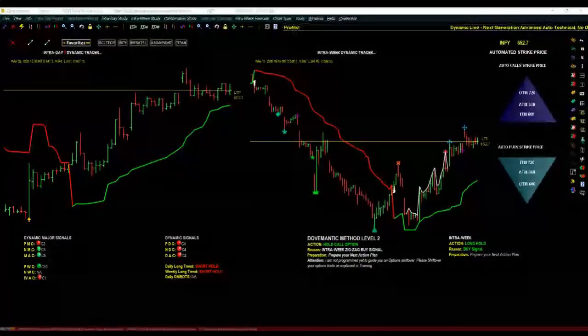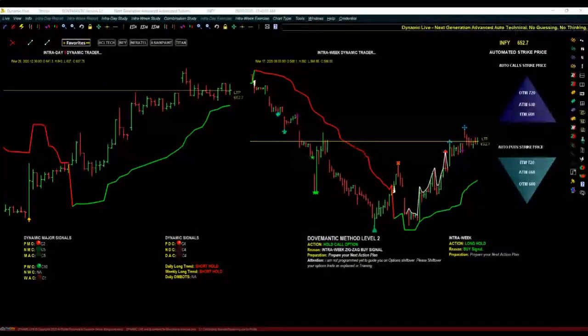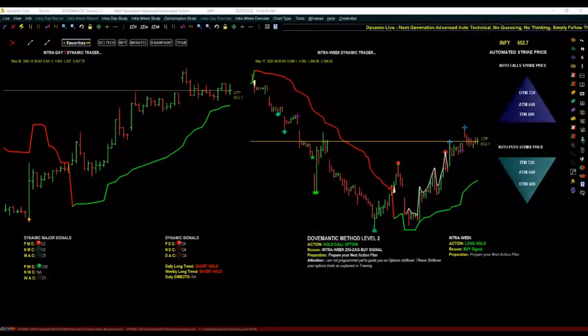Now here is this dynamic live. In this dynamic live, as you can see here, is one very important intelligence which you will never ever come across anywhere else, called the action information. This is the action information here.